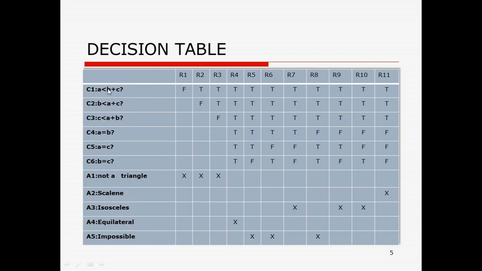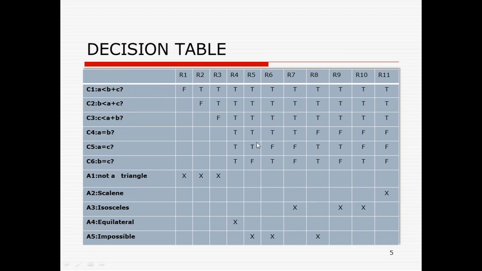Similarly, suppose A is less than B plus C and B is less than A plus C are both true. We need to check the third part, that is, C is less than A plus B. If this is false, then also we cannot form the triangle. In rule 4 we have true, true, true, that means all three conditions are true, and only then do we check C4, C5, C6. If all these three conditions are also true, this is an equilateral triangle, so we have a cross in the equilateral triangle.